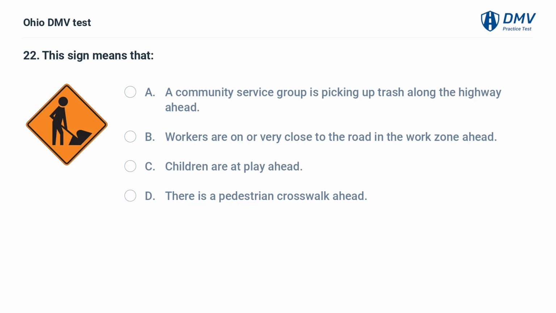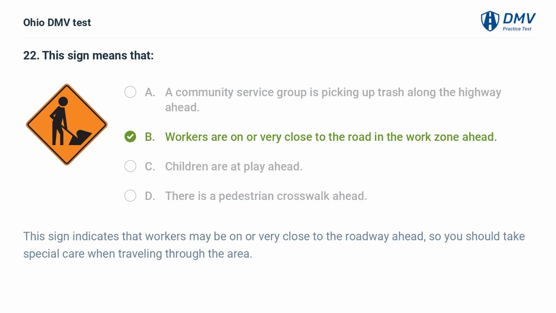This sign means that A. A community service group is picking up trash along the highway ahead. B. Workers are on or very close to the road in the work zone ahead. C. Children are at play ahead. D. There is a pedestrian crosswalk ahead. B. Workers are on or very close to the road in the work zone ahead. This sign indicates that workers may be on or very close to the roadway ahead, so you should take special care when traveling through the area.